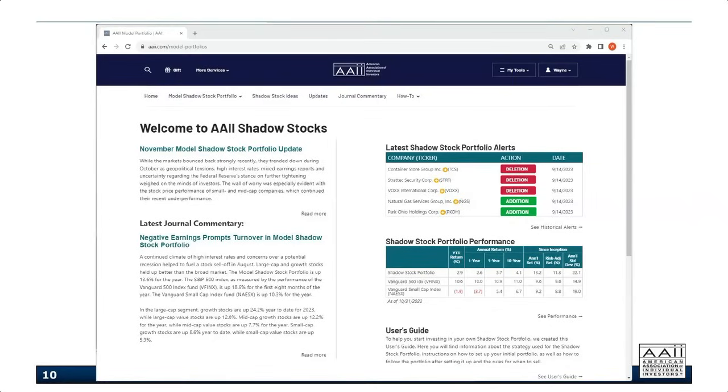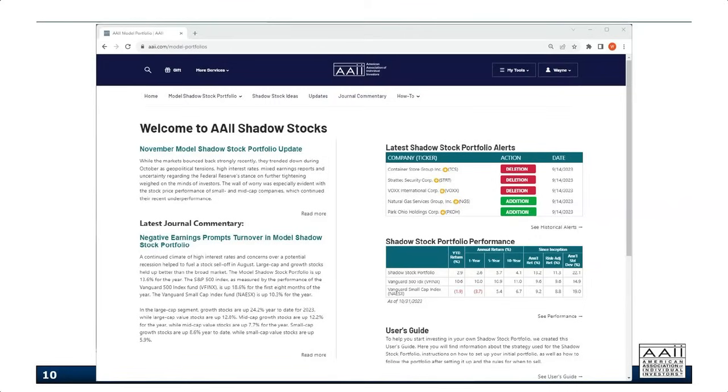At its heart, the model shadow stock portfolio approach focuses on three key elements: a market cap that ranks in the bottom 10% of all New York Stock Exchange stocks, which is currently less than $300 million, a price to book value ratio that ranks in the bottom 10% of the NYSE stocks, which is currently less than or equal to 0.9, and lastly, positive earnings from the latest fiscal quarter and trailing 12 months.